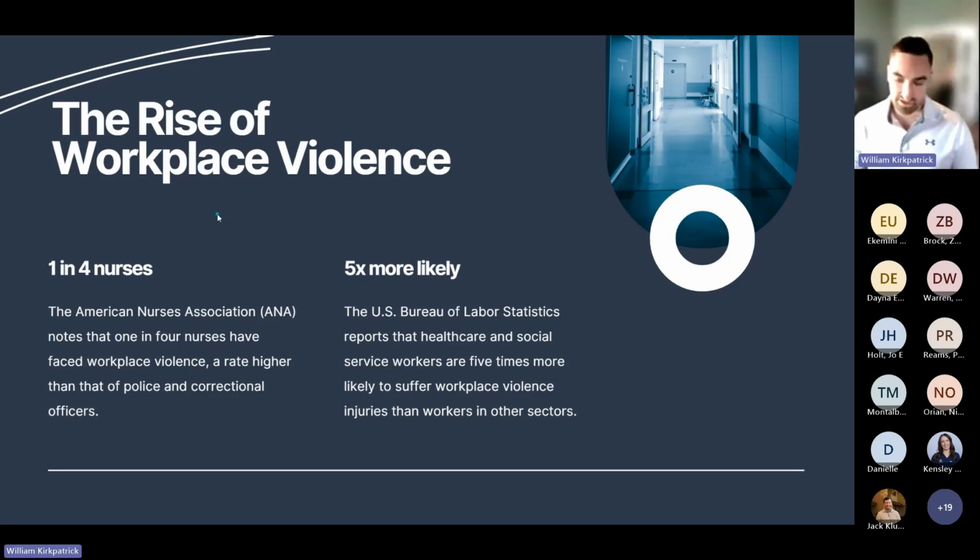As for the rise of workplace violence, I'm not sure if it's a recent rise. It's been an issue for a long time, but there has definitely been more attention placed on it. The ANA recently came out with a stat showing that 1 in 4 nurses have experienced workplace violence, supposedly a rate higher than that of police and correctional officers. And they're also 5 times more likely in general to suffer from workplace violence.